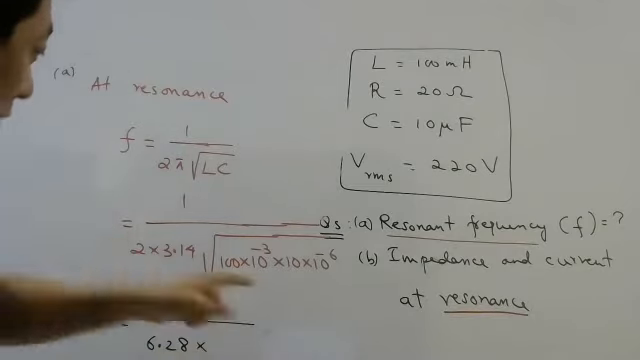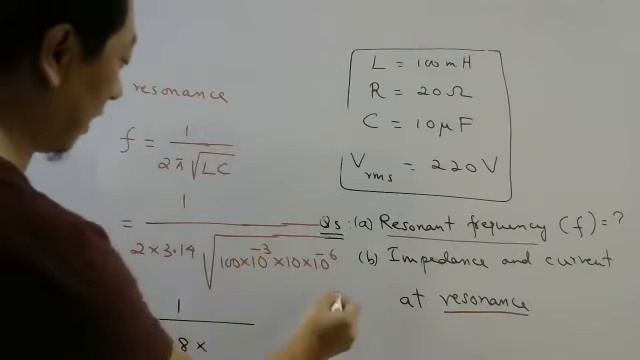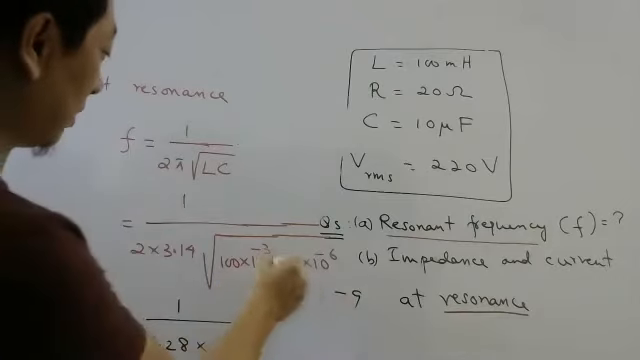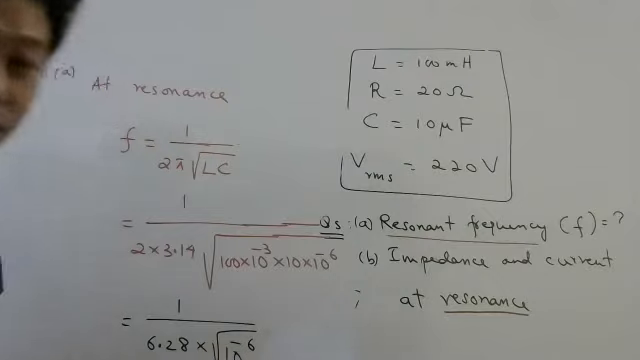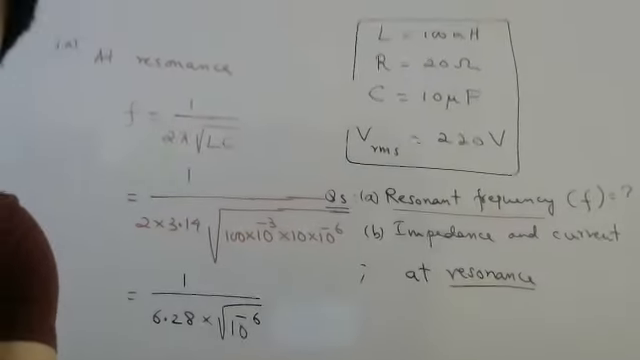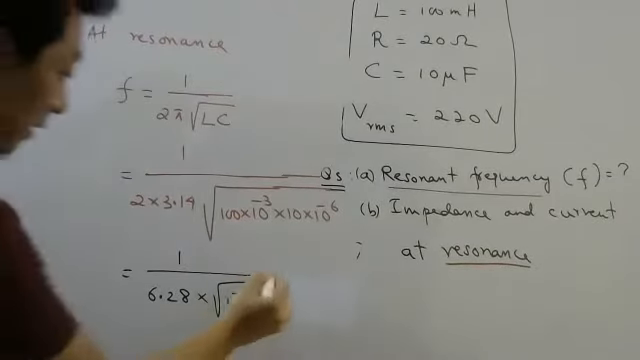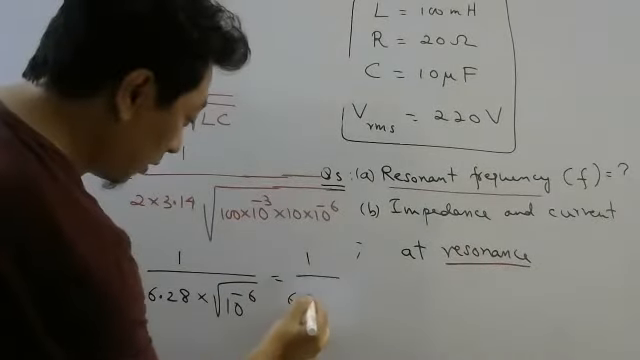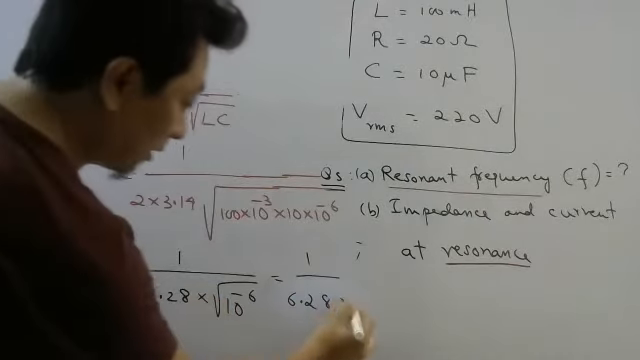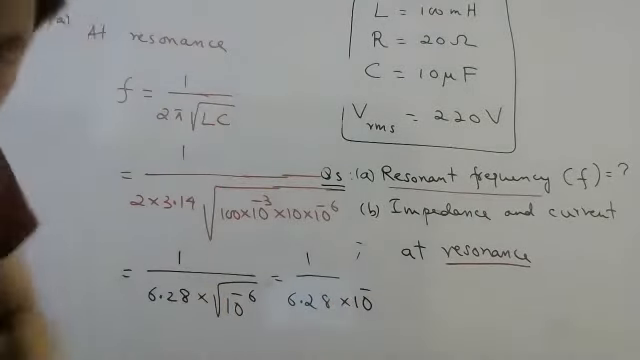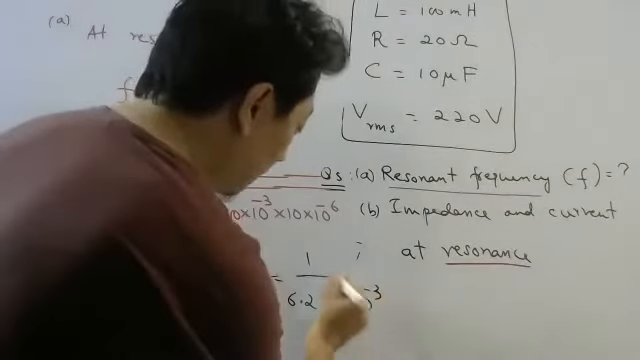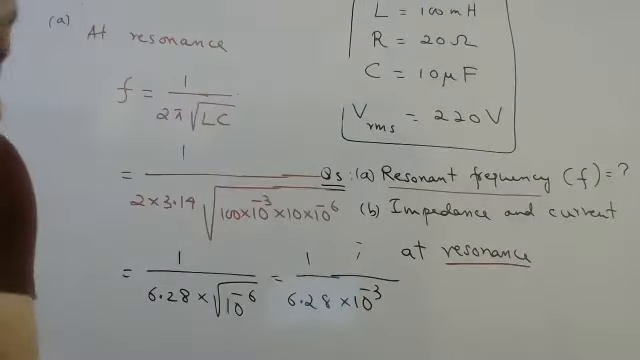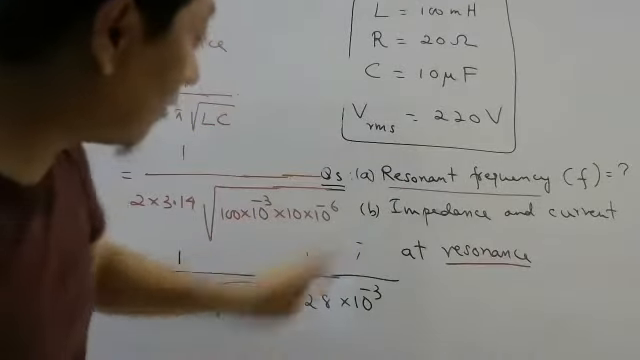into, how much is this? Minus 6, minus 3, minus 9. Then 3 zeros will cancel. So it will be 10 power minus 6. Root over 10 power minus 6. Check once. Everybody please do the calculation with me. So this will be 1 by 6.28. Root of 10 power minus 6 will be 10 power minus how much? Root of 10 power minus 6 will be 10 power minus 3. Okay, because square root means power half. Now this minus 3 will go up.